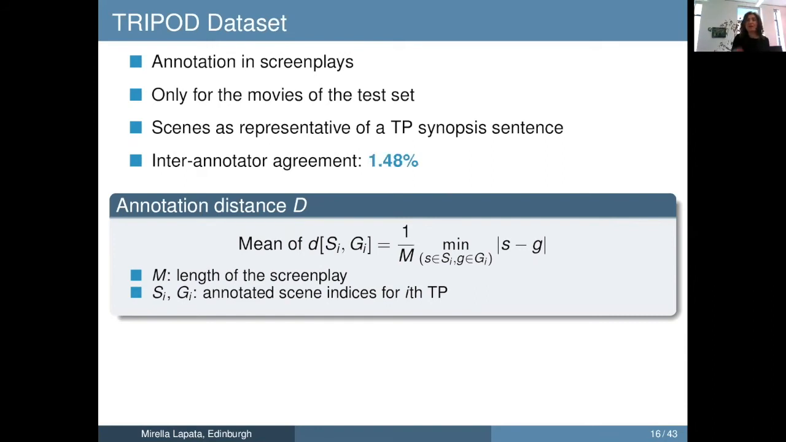And you see here, the agreement is 1.48%. So 1.5 on average is good enough. It means that, at least, the location in the big screenplay of where the turning point happens is nearby. If the distance was very high, like 5, it would mean that there is no agreement whatsoever.